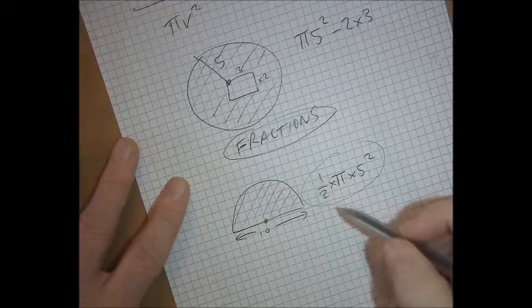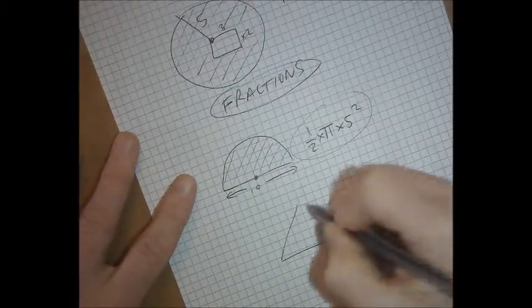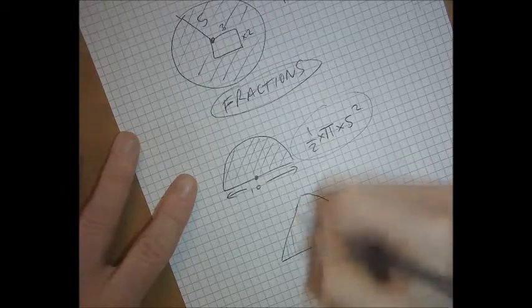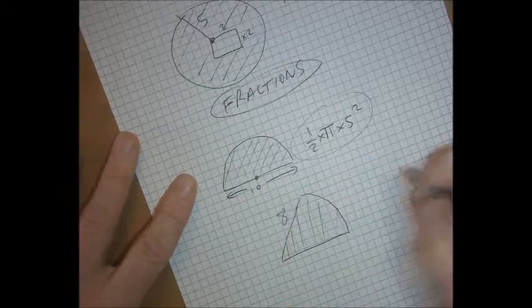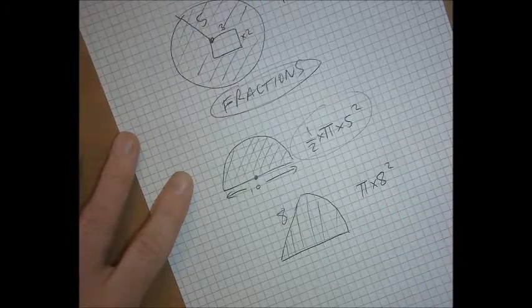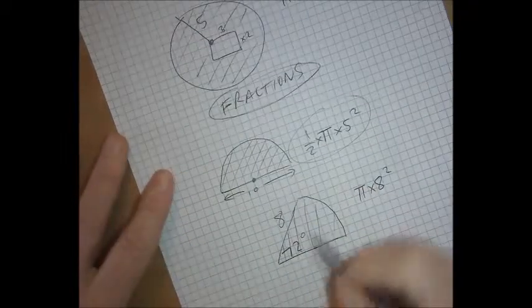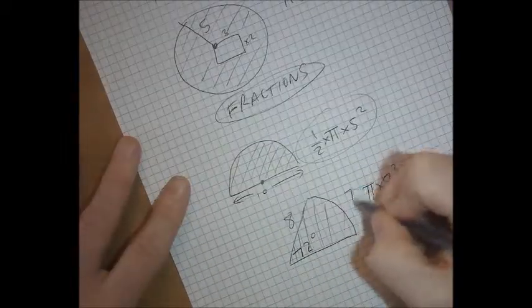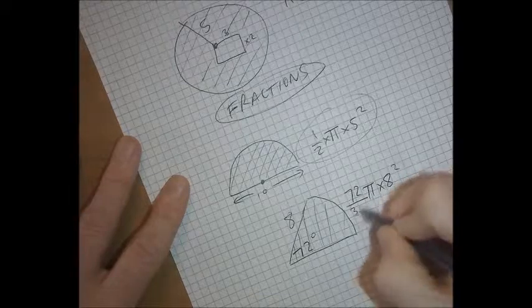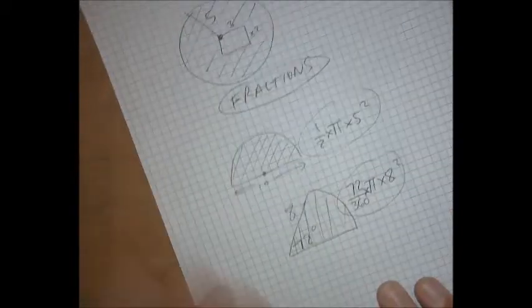The fractions do not always need to come to you off the top of your head. So this is only part of a circle. If it had been a full circle, it would have been pi times 8 squared. If I tell you how much of the circle you've got, don't bust your gut trying to think what proportion of the circle you have. You of course have 72 over 360. So that will be the area of the sector that you see there.